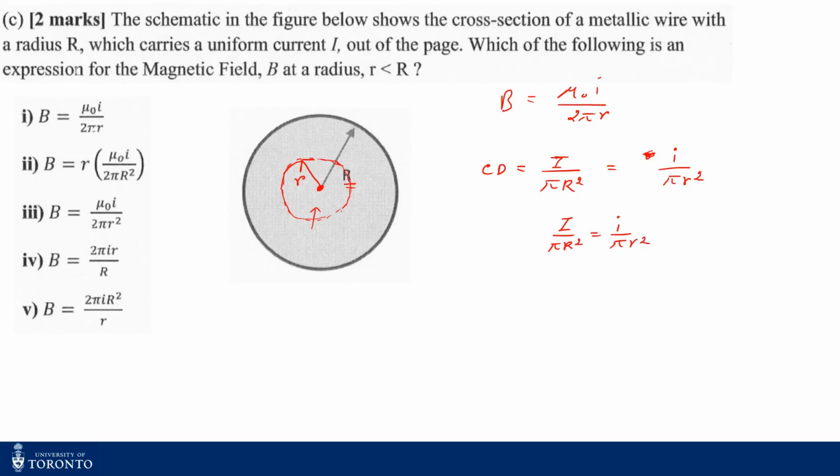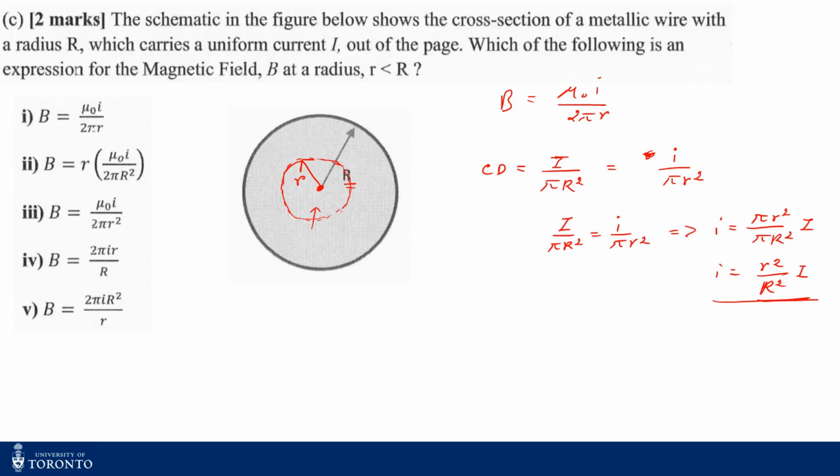So what's my smaller i? My smaller i is basically pi r squared divided by pi capital R squared times I, which is basically r squared over capital R squared times I. Which makes sense because if you have a smaller radius, you will have a smaller portion of the entire current. And since this is two-dimensional, you have to connect through area. That's why you get a squared portion.